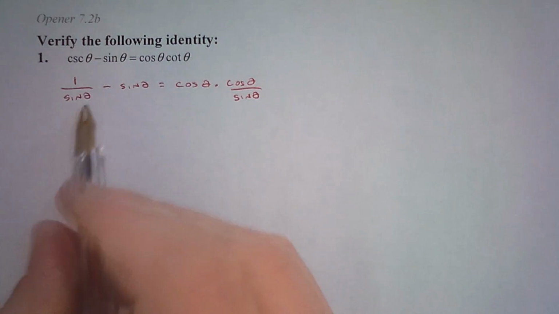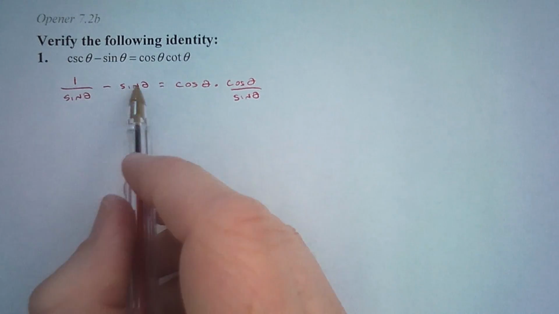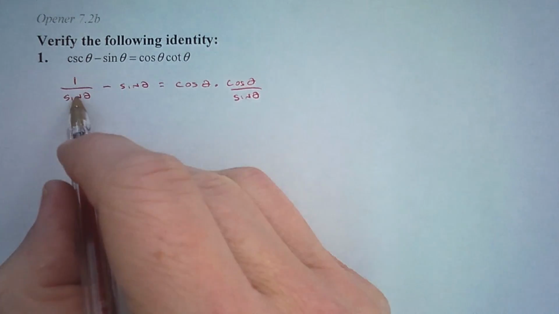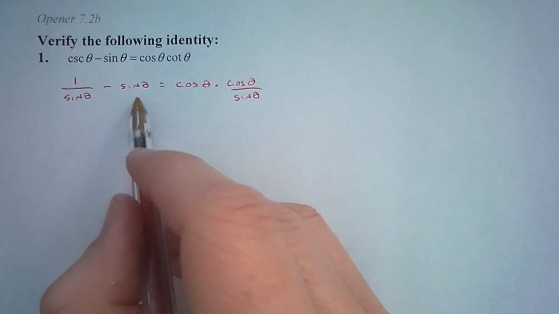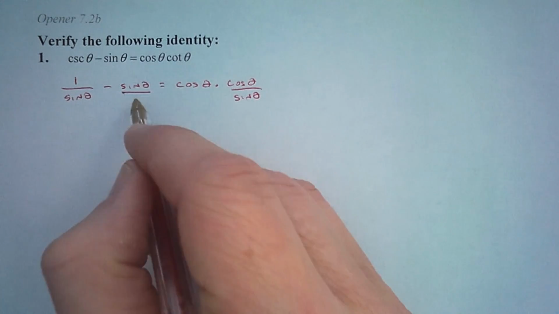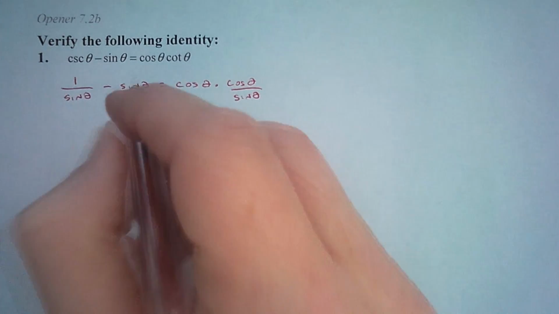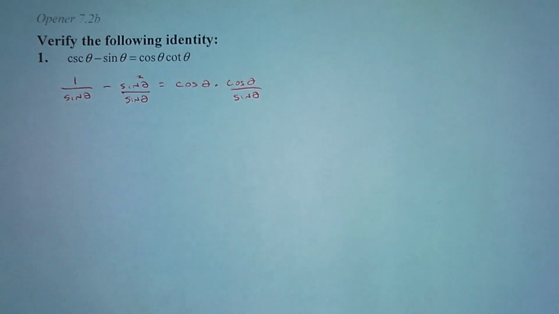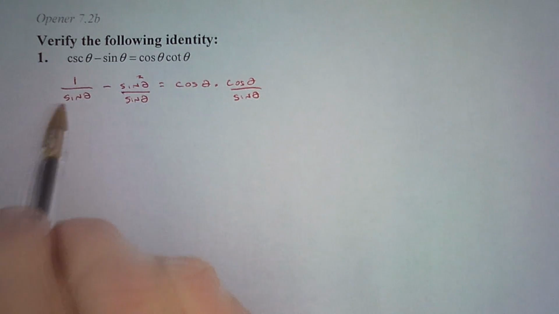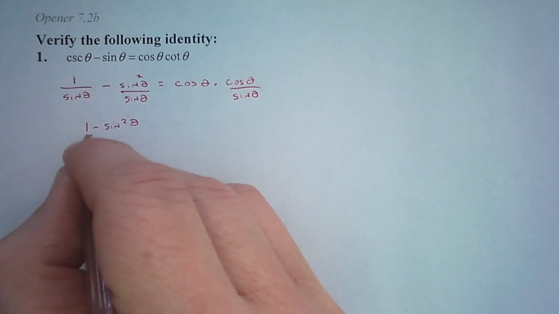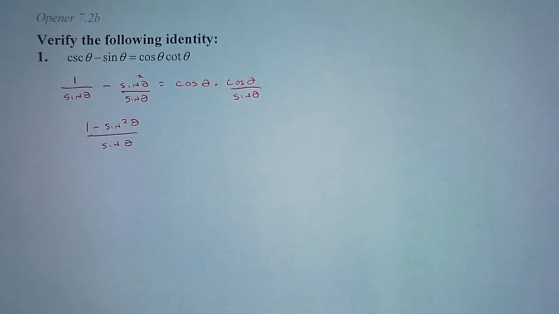Okay, now on the left side, I'm going to make a common denominator so that I can combine these two fractions. I already have a denominator here of sine theta. Let's make a denominator here of sine theta. So I will multiply the top and bottom both by sine theta, which makes the top sine squared theta and the bottom sine theta. Now I have a common denominator, and I can combine these. So I have 1 minus sine squared theta over sine theta.